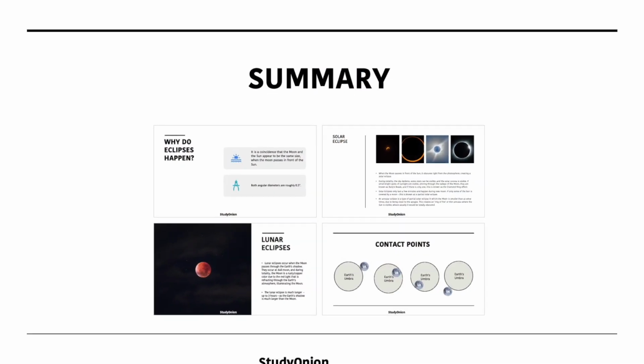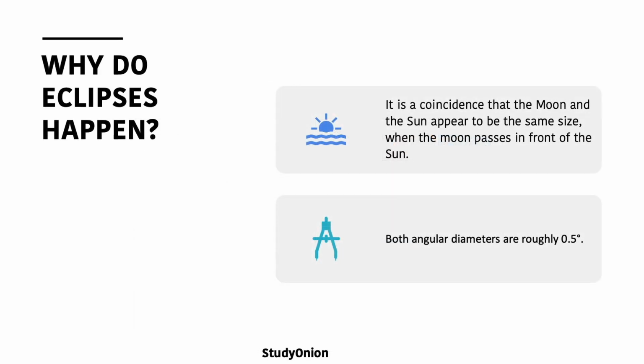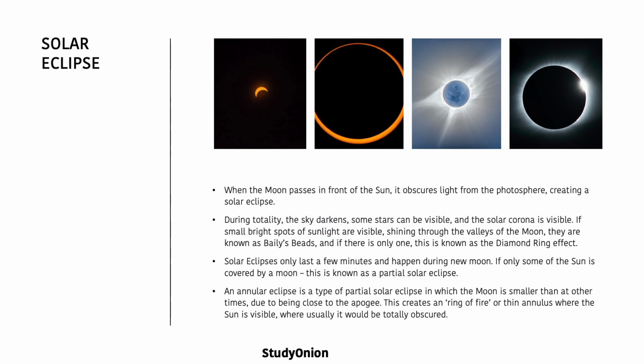Eclipses happen because of an amazing cosmic coincidence that the sun and the moon are both the same size in the sky. Also, both angular diameters are roughly 0.5 degrees. There are 3 types of solar eclipse: a partial solar eclipse, an annular solar eclipse, and a total solar eclipse. A diamond ring effect is also when light can be seen through the moon's valleys, and it usually occurs just before or just after totality.